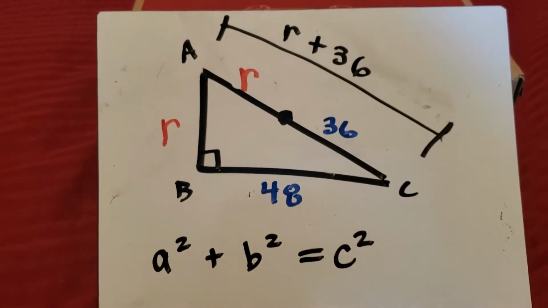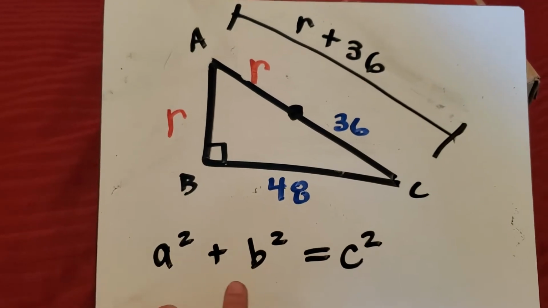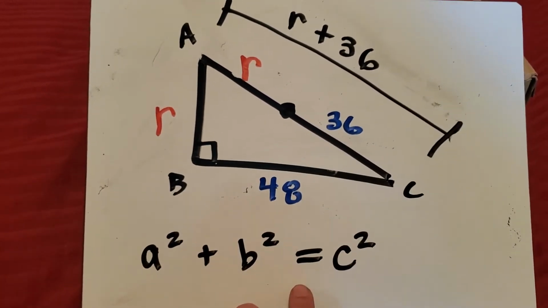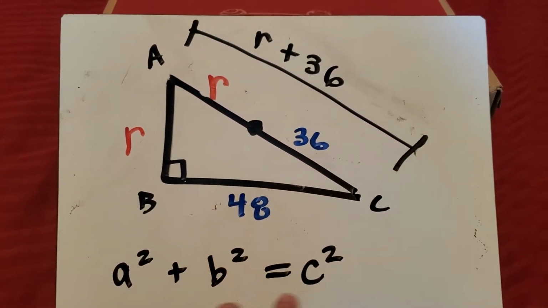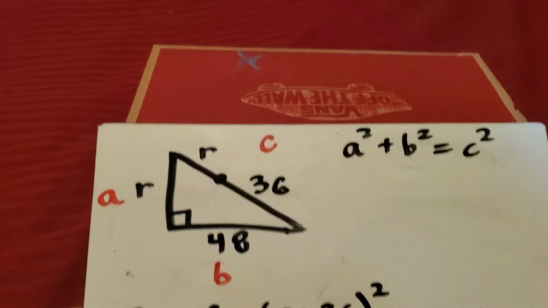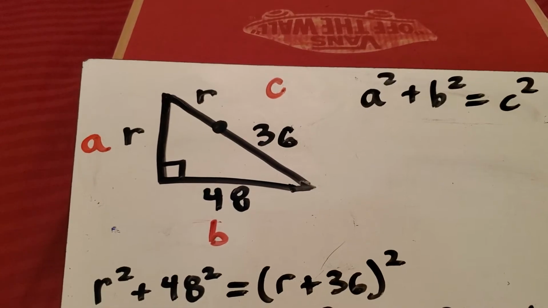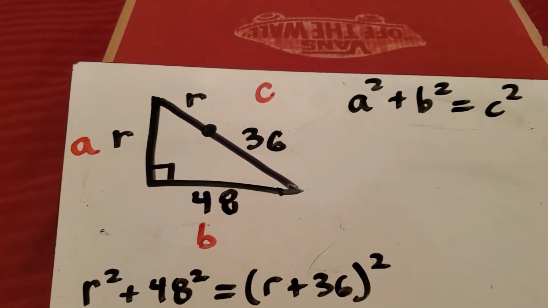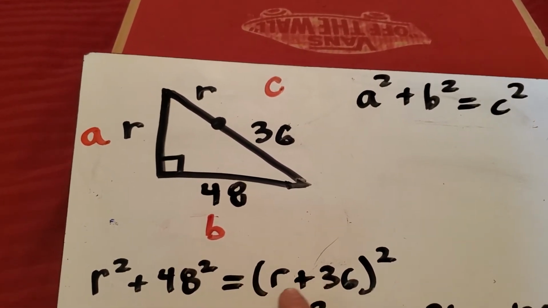So in the Pythagorean theorem, we'll have R squared plus 48 squared is equal to (R plus 36) squared. R plus 36 is in parentheses. And it should look something similar to this. So R squared plus 48 squared is equal to (R plus 36) squared. Now you cannot distribute this square into both of these terms.